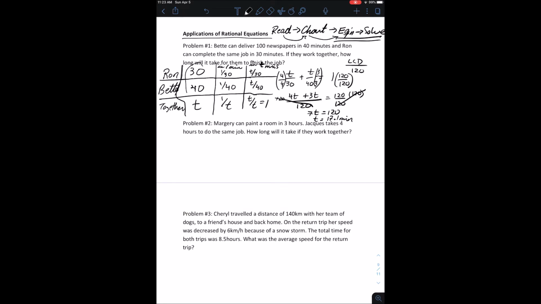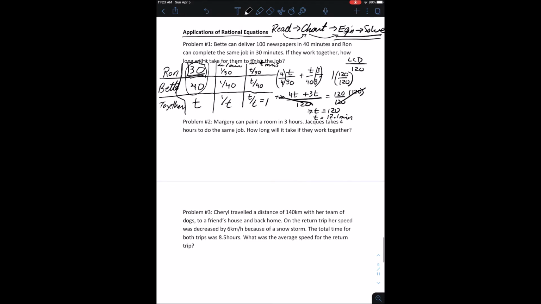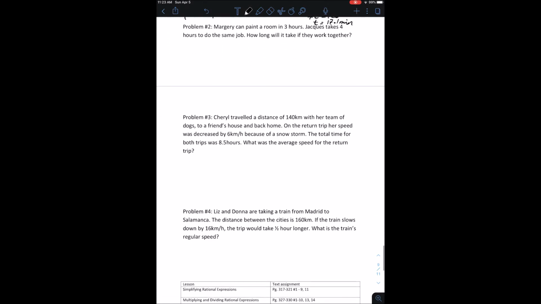Sometimes kids will do these wrong and will add the 30 and the 40 and divide by 2 and get the average, which doesn't really make sense if you think about it, because Ron can do the job on his own in 30 minutes. If I get the average, I'm going to get 35, which doesn't make sense. If they're working together, presumably it should take less time than it takes him on his own. So 17.1 minutes is our answer.